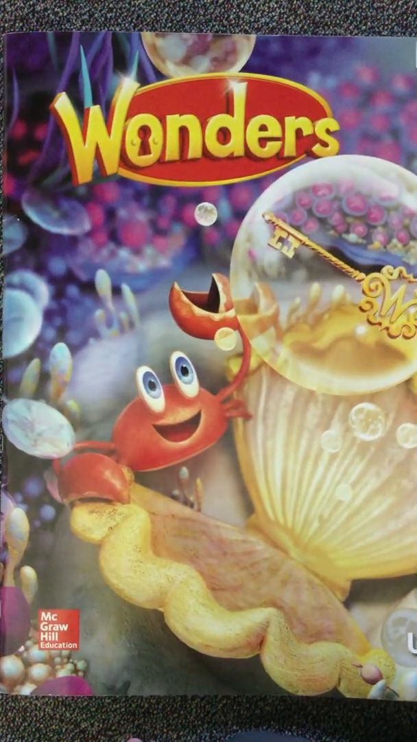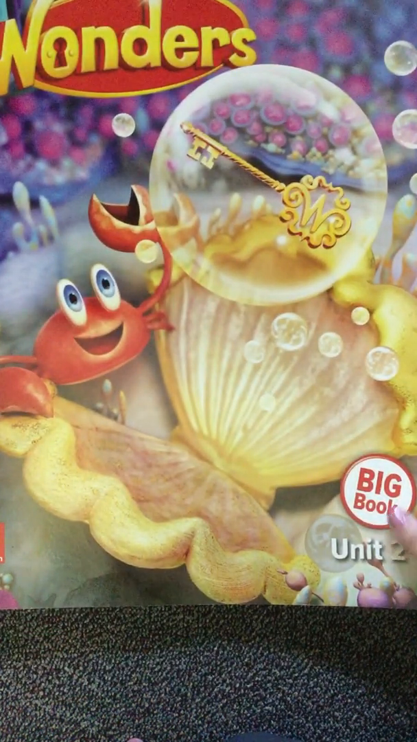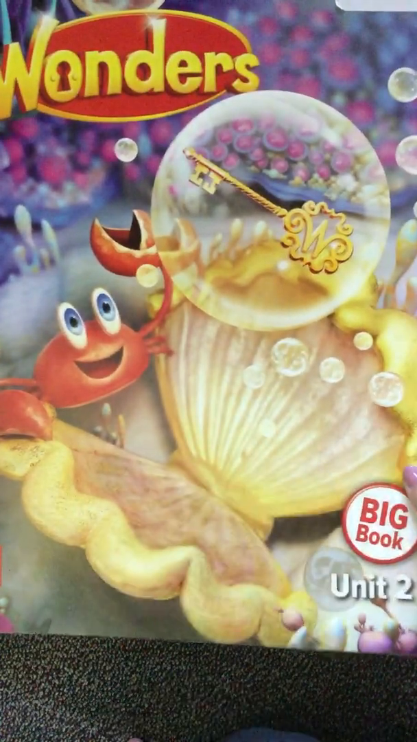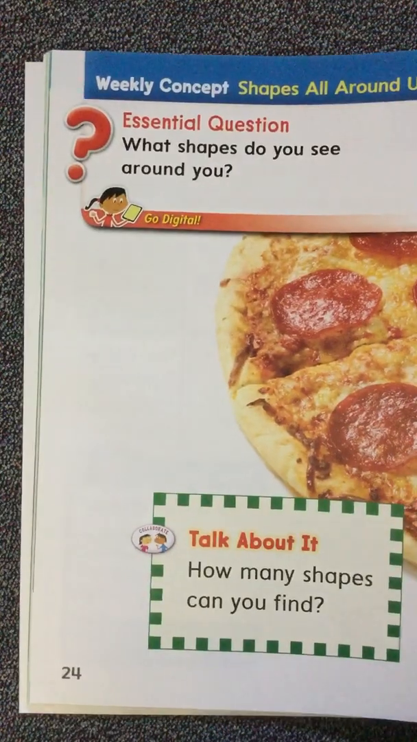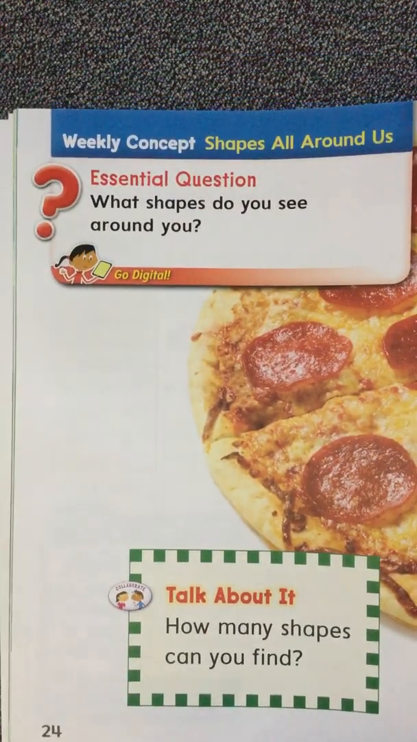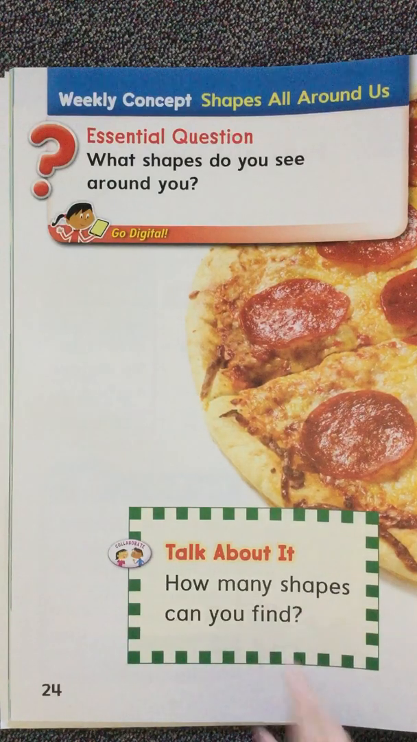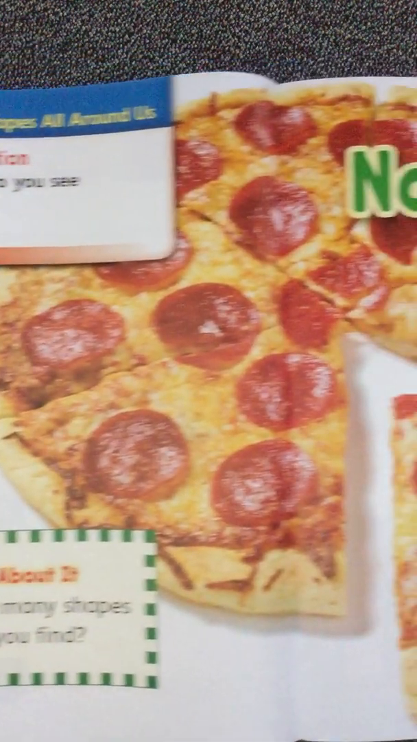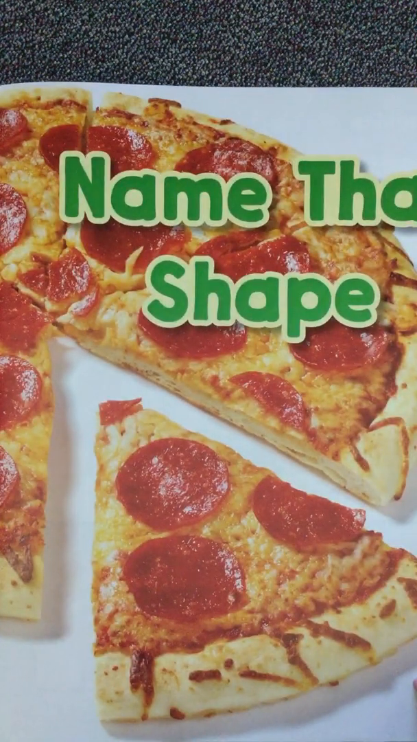We are going to look at our Wonders Unit 2 Reading Writing Workshop. So we're on week 2, so we're going to turn to page 24. And if you look at page 24, you see the weekly concept, shapes all around us. And our essential question, what shapes do you see around you? So talk about it. How many shapes can you find? Look around your house. What do you see in the picture? What shapes do you see? Name that shape.